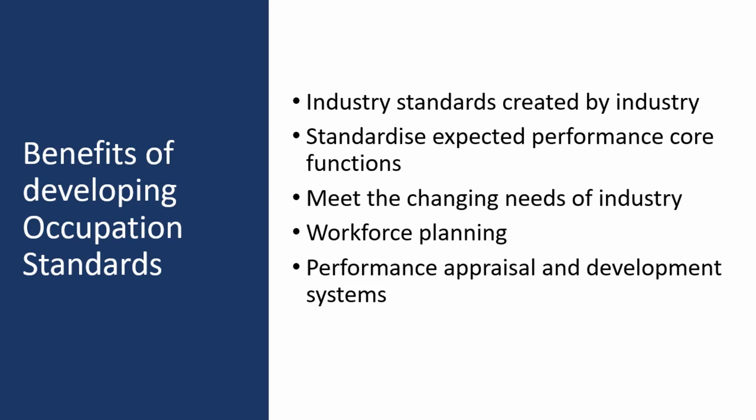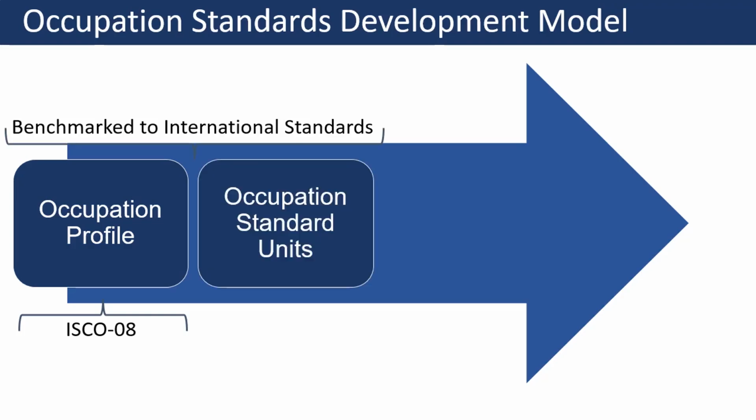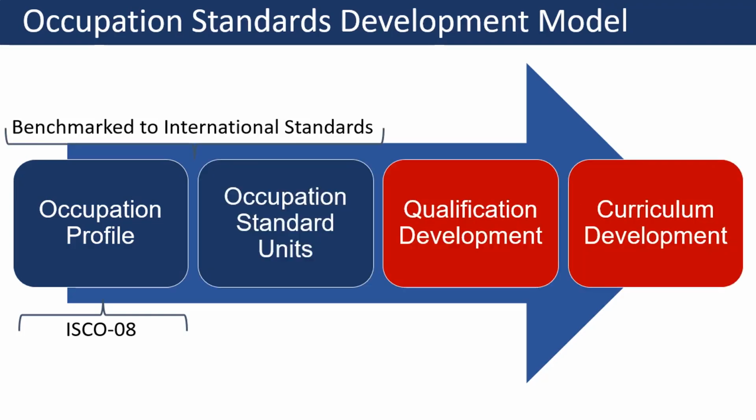Let's examine the occupation standards development model, which connects industry needs to qualifications and curriculum development. Let's walk through each stage of the process. First, we start with the occupation profile. Based on the ISCO classification system, the occupation profile defines a specific job role, including its title, description, key duties, and required competencies. It provides a clear understanding of what the job involves and the skills needed to perform it.